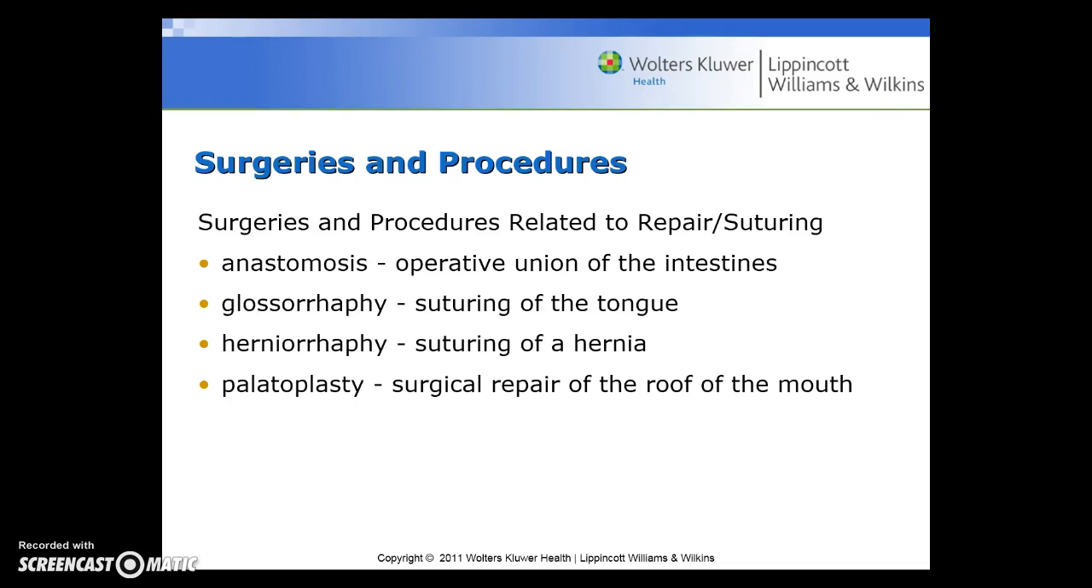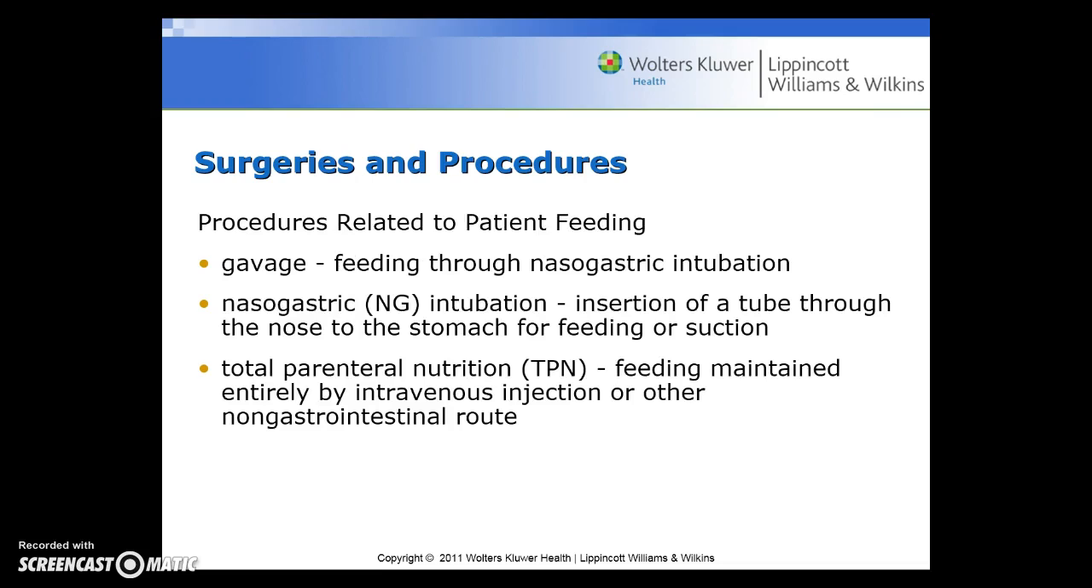What are some common surgeries and procedures? An anastomosis is an operative union of the intestines. Glossorrhaphy is a suturing of the tongue. Herniorrhaphy is a suturing of a hernia. And palatoplasty is a surgical repair of the roof of the mouth. Gavage is a feeding through a nasogastric intubation. An NG, or nasogastric intubation, is when you insert a tube through the nose into the stomach for a feeding tube or for suction. TPN, or total parenteral nutrition, is feeding maintained entirely by intravenous injection or other non-gastrointestinal route.